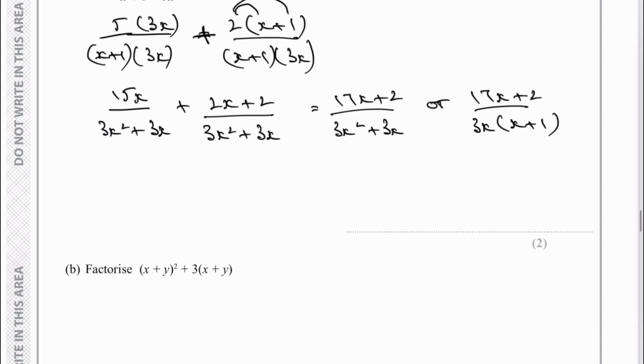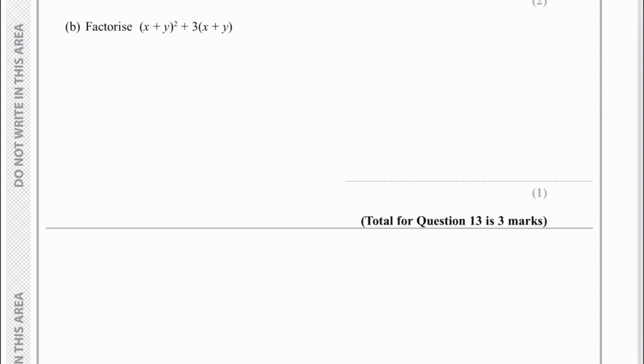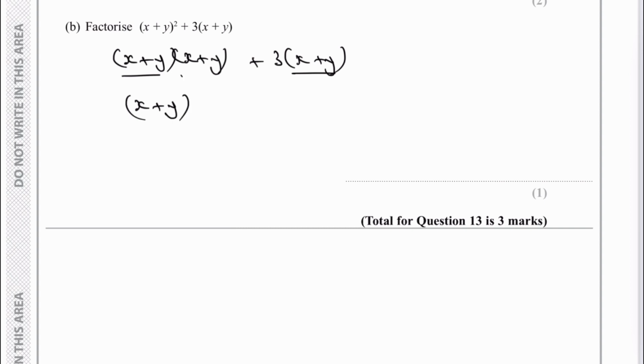Okay, let's move on then to part B of this particular question, where I've got x plus 2 squared plus 3 times x plus y. So let's just have a look at what that actually is. So I've got x plus y multiplied by x plus y, and I'm going to add that to 3 times x plus y. I'm hopeful that it makes sense to you that what we've got is a common factor of x plus y. So I can take that out, and then I'm going to be multiplying that by x plus y plus 3, and that actually would be the answer to that particular question.